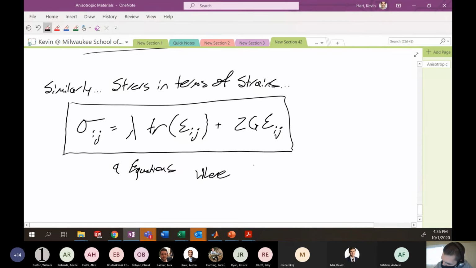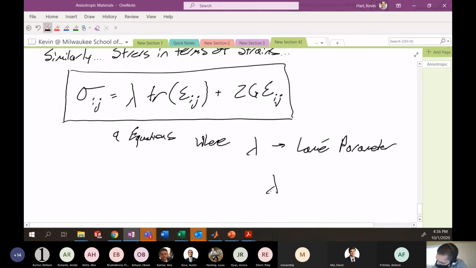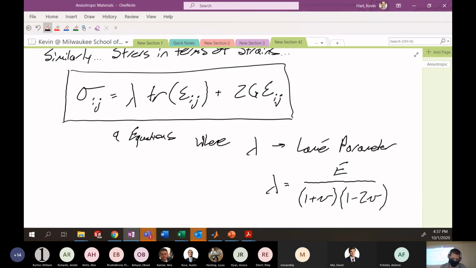And here, lambda is known as the Lamé parameter, not the lame parameter, the Lamé. And here, lambda is equal to the following expression: elastic modulus times nu on (1 plus nu)(1 minus 2 nu). All right, so that's representing the stress in terms of the strains. This is 9 equations.